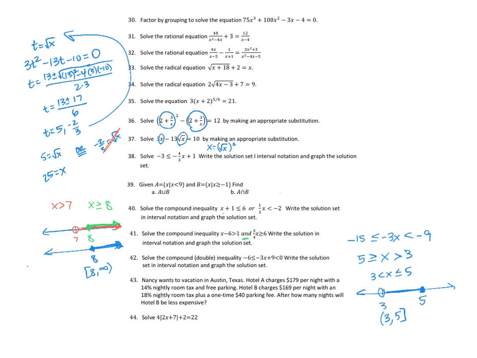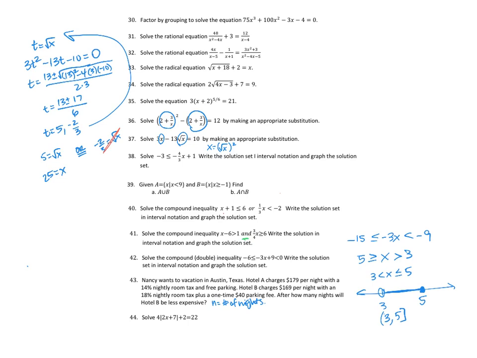All right, next one. Nancy is going to go on vacation to Austin, Texas. Great choice, Nancy. Hotel A is charging $179 per night with a 14% nightly room tax and free parking. Hotel B is charging $169 per night with an 18% nightly room tax plus a one-time $40 parking fee. So the question is, after how many nights will Hotel B be less expensive? We don't know how many nights she's going to stay there, so let n be the number of nights that Nancy is going to stay there.